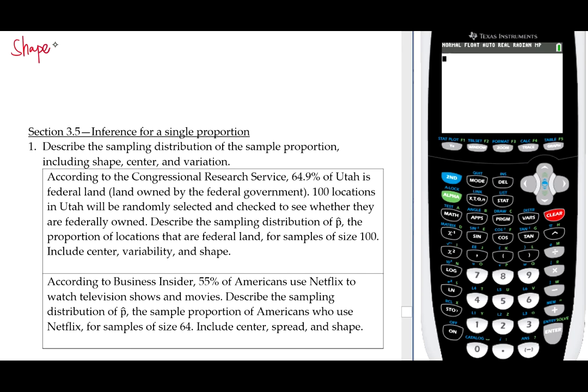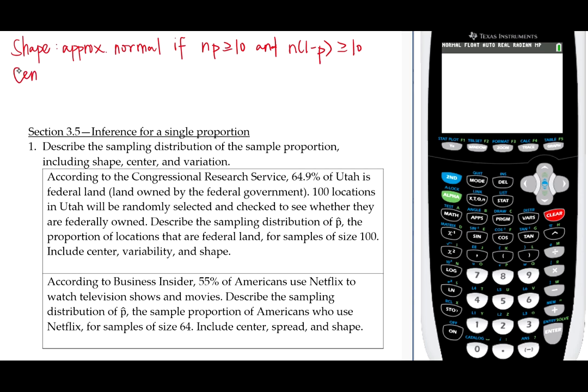The shape of the sampling distribution of p hat, which is the sample proportion, is approximately normal. So we have that bell-shaped curve if n times p is at least 10 and n times 1 minus p is at least 10. So these two conditions tell us that our sample size is large enough relative to the population proportion for the distribution to be bell-shaped.